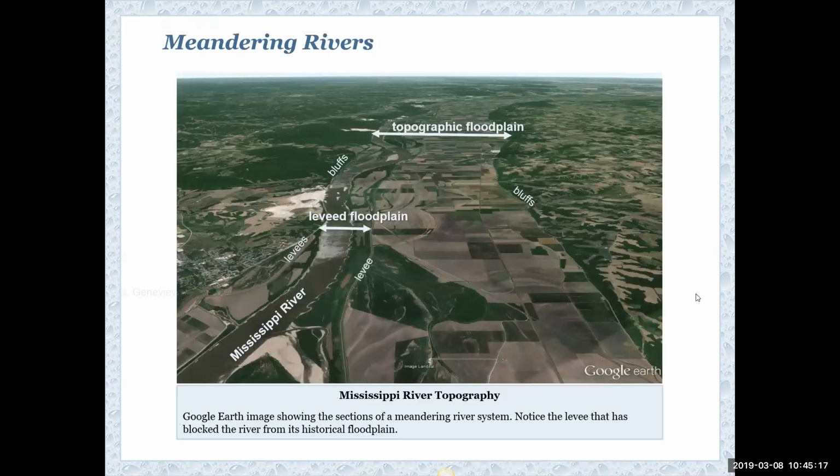On the Mississippi River, and this is from your reading, this would be the hydrologic floodplain here where the Mississippi River is. The levee floodplain, so this is what it's been corralled into, gives it this much room, but the topographic floodplain or the historic floodplain is this whole area through here. It's much wider.